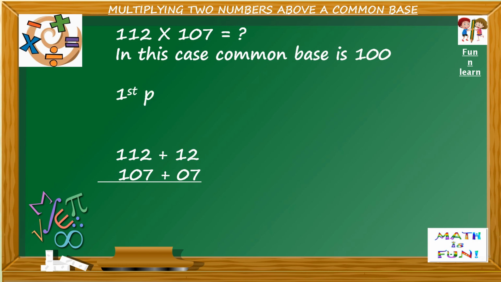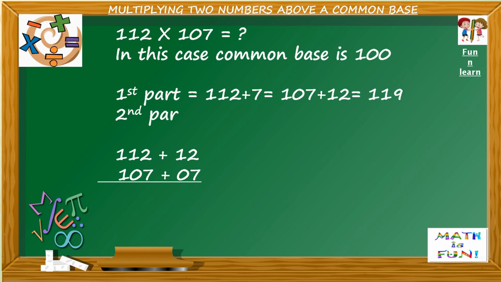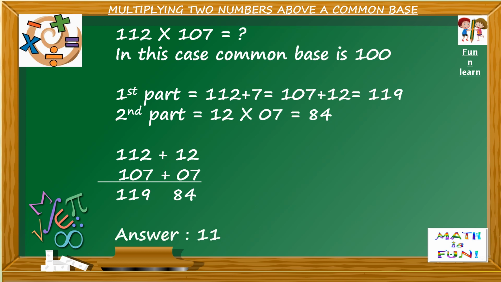So, first part of the answer by cross adding will be 112 plus 7, which is equal to 107 plus 12, and both of them are equal to 119. And second part is multiplication of the surpluses, equal to 12 into 7, which is equal to 84. So, answer for 112 into 107 will be equal to 11984.